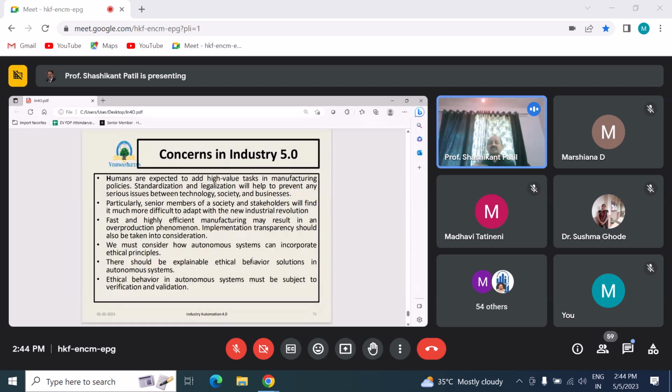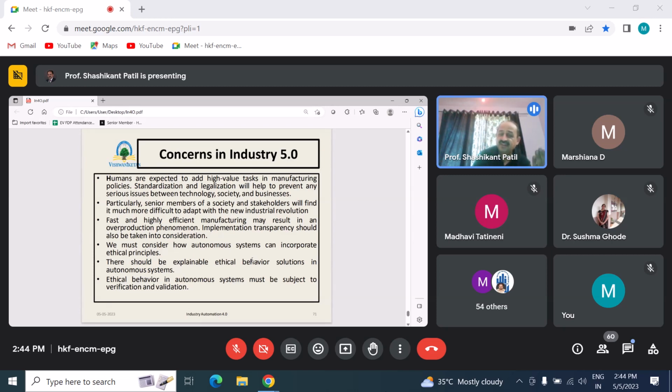Here, humans are expected to add high value tasks in manufacturing and policies. Then we need to think about standardization and legalization, which will help prevent serious issues between technology, society, and business. Particularly, senior members of society and stakeholders will find it much more difficult to adapt to the new industrial revolution. It will be very fast, rapid, and highly efficient manufacturing, and that may result in overproduction. That is another headache.